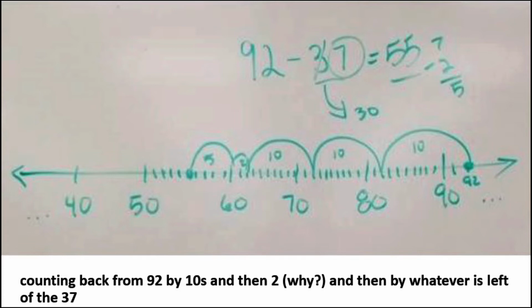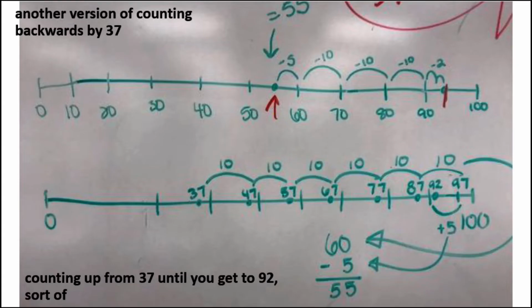You can see we go back from 92 to 82, to 72, to 62, and then back by 2, because subtracting the remainder from 60 is going to be easier than subtracting some number from 62. So we end up at 55. Here are a couple of other ways that students have thought about this problem.